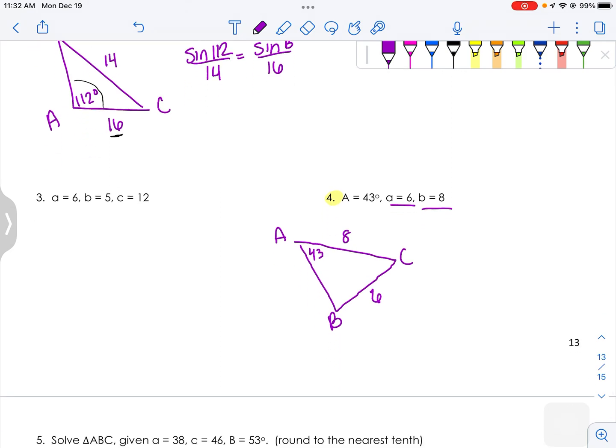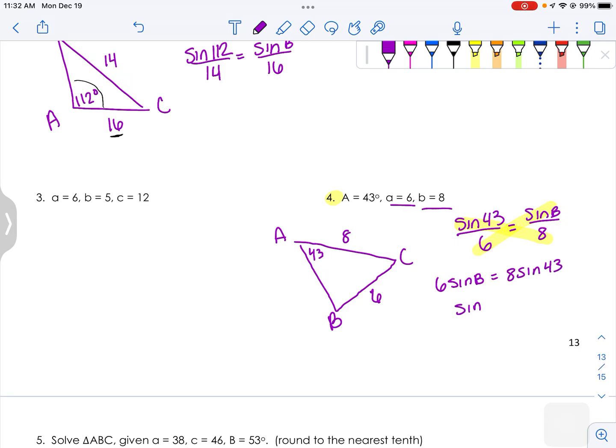Okay, so I'm going to start by solving this triangle. I'm going to start by trying to find my missing angle measurements. So I'm going to do sine of 43 over 6. Using the law of sines, those two go together, is going to be equal to the sine of B over 8. I'm going to cross multiply: 8 times sine of 43, and 6 times sine of B. So 6 sine of B equals 8 sine of 43.